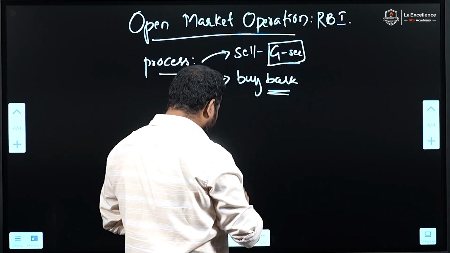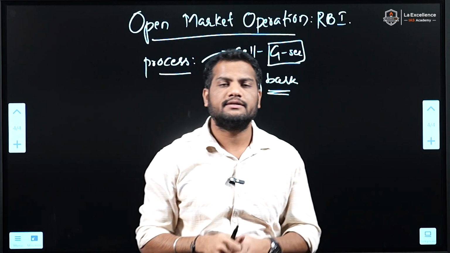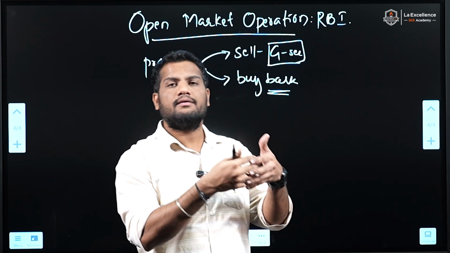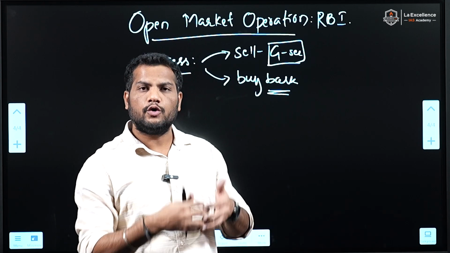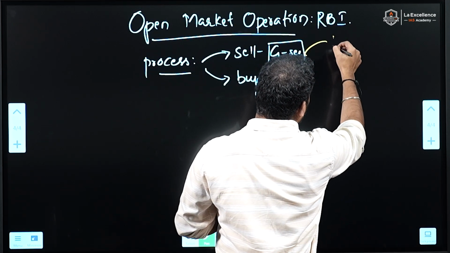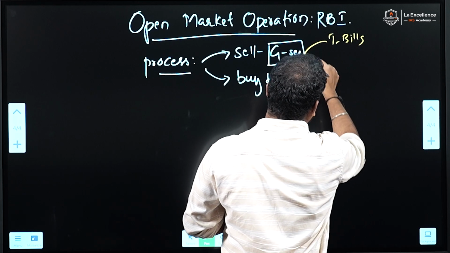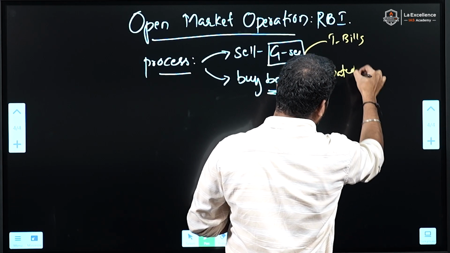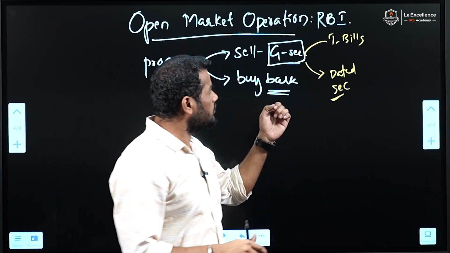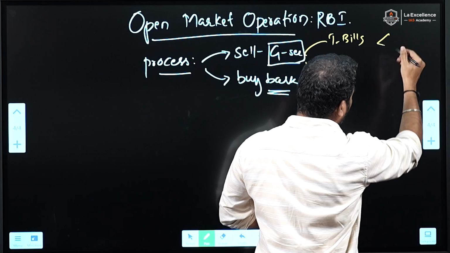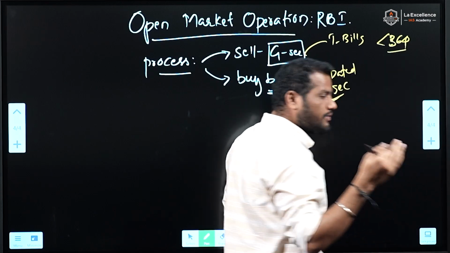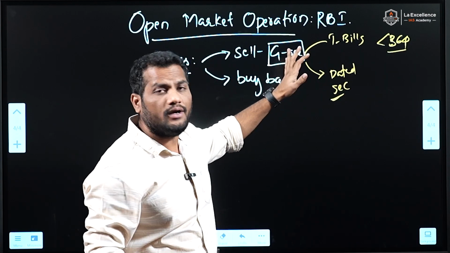G securities are nothing but government securities. The government issues securities to the Indian market and borrows from the Indian economy to meet its demands, especially the fiscal deficit. The Indian government issues two kinds of securities. One is treasury bills, called T bills. Another one is dated securities. T bills are short-term bills, issued for up to 364 days, that is, below 1 year. Because of this short term, these are called treasury bills.